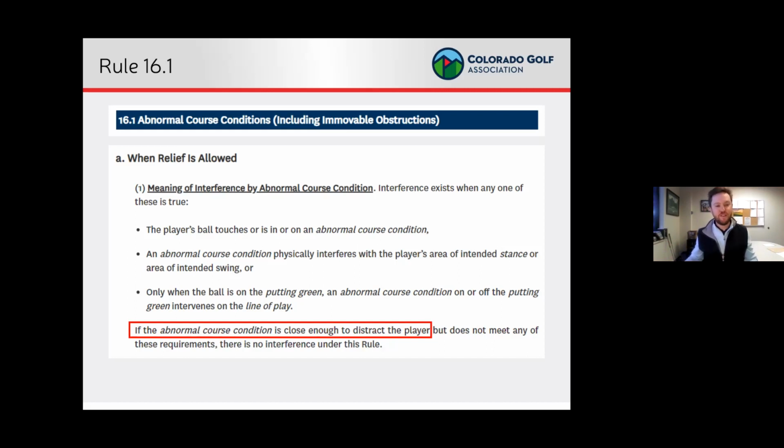Here, if you're standing, and this happens actually more than you think, the player's stance is over a sprinkler head maybe, but where their ball is, their feet, their width, they're just right over top of it. That's not physical. It might be mental interference, but who's to say what is and what is not mental interference? So the rules don't allow for that, because that's way too much air to say, oh, that mentally interferes with me. Well, what does that mean? So you have to have actual physical interference.